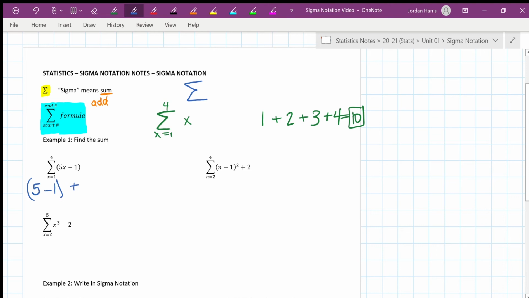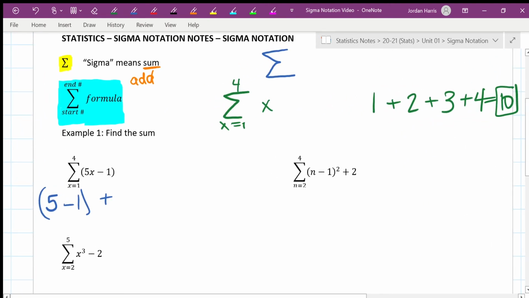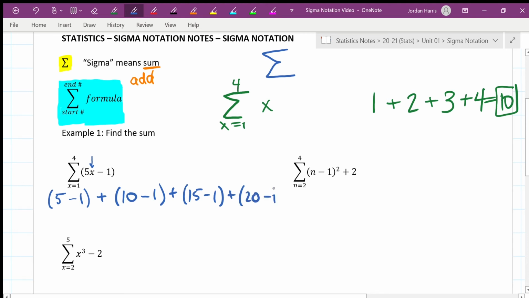Plus, well, let me make it smaller. So 5 times 1 is 5 minus 1. Plus. Now I plug in the next number, which is 2. So for x, I'm going to plug in 2 now. So 5 times 2 is 10 minus 1. Remember, order of operations, that's why I'm multiplying first, doing it one step at a time. Then I plug in 3, so 5 times 3 is 15 minus 1. And then 4, which is 20 minus 1.